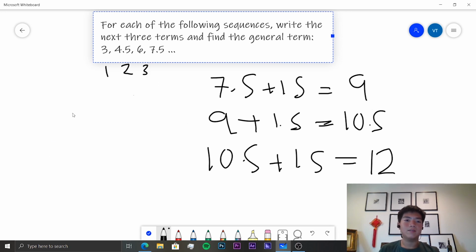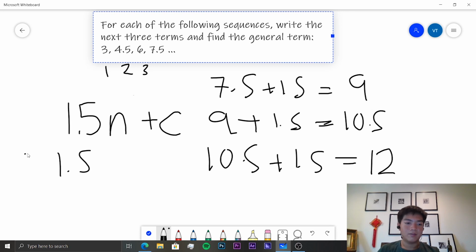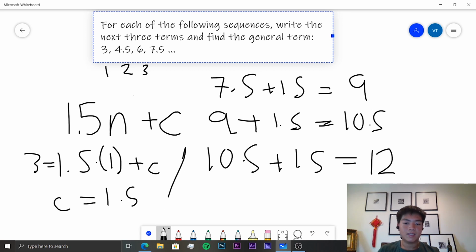So what will be the general term? Well, we know that it has to be some sort of 1.5n, because for every next term, we add 1.5 to the value, and we know it starts at 3. So we have to actually add a constant to make the first term equal to 3. So when n is 1, we have 3 is equal to 1.5 times 1 plus c. And therefore, we know c is equal to 1.5.